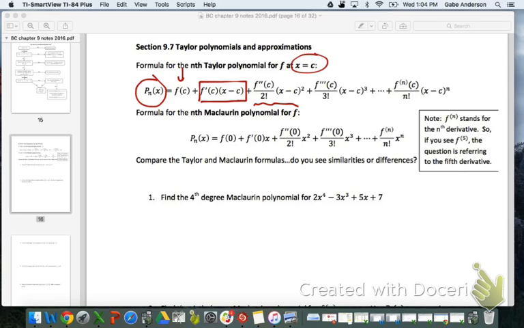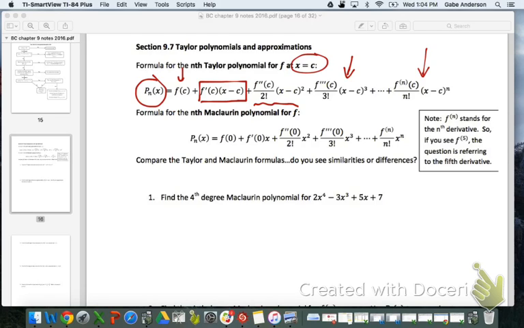You can see how everything is progressing up in degree and in derivative. Third derivative of c over 3 factorial times x minus c cubed. That's our fourth term. And then you see this nice general term, this nth term out here on the end. So that's the formula. You can look at that as something you need to memorize, or you can look at the pattern and try to get the pattern down. But we'll practice it quite a bit. I think you'll have a great chance of having that essentially memorized by use.